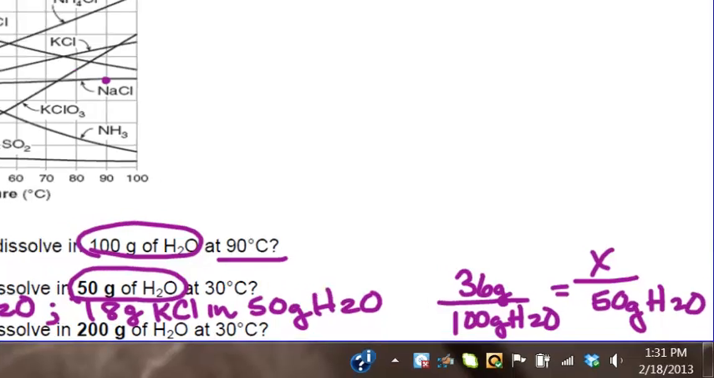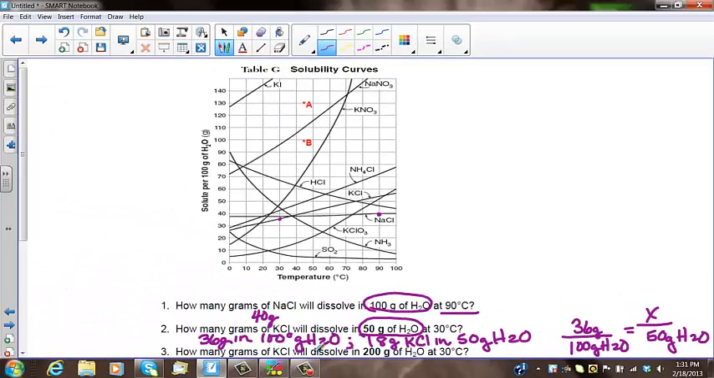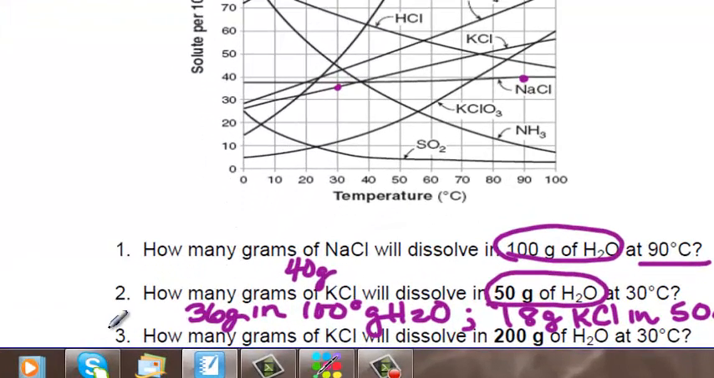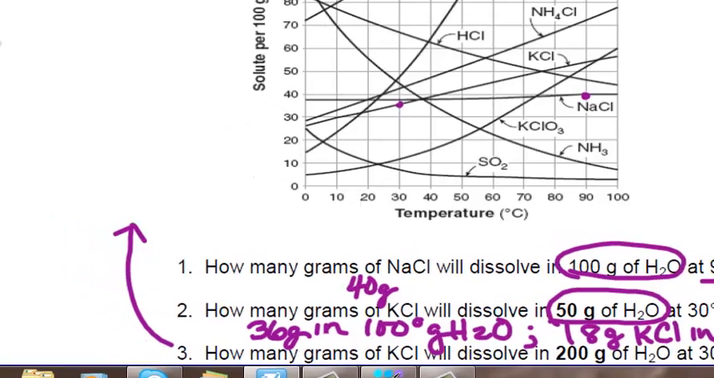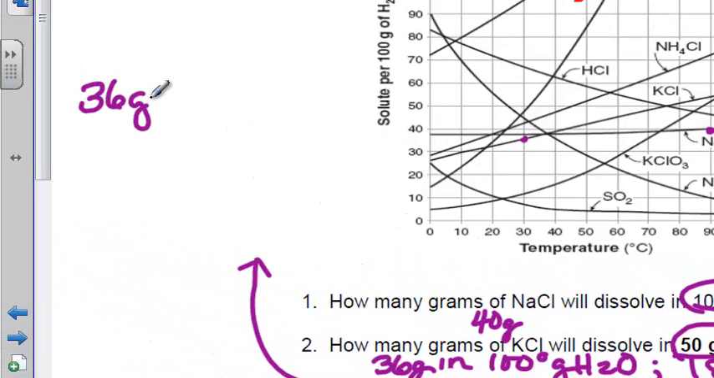And the last question, how many grams of KCl will dissolve in 200 grams of water at 30 degrees? So I'm going to go to 30 degrees, and I'm going to solve it for 100, which we just did. We said it was 36. I'm going to solve this one up here. So it's 36 grams in 100 grams of water.